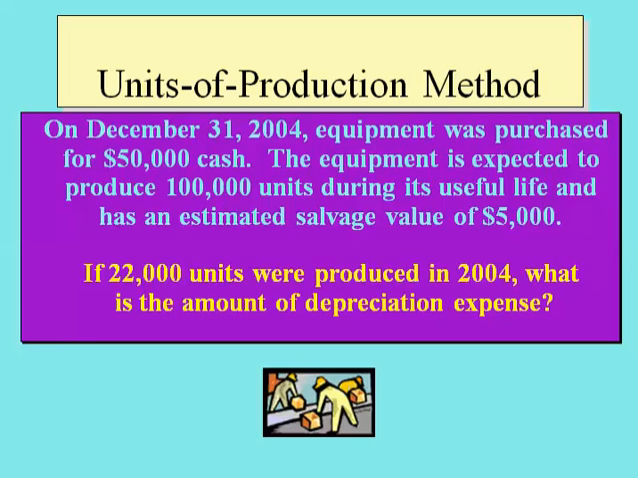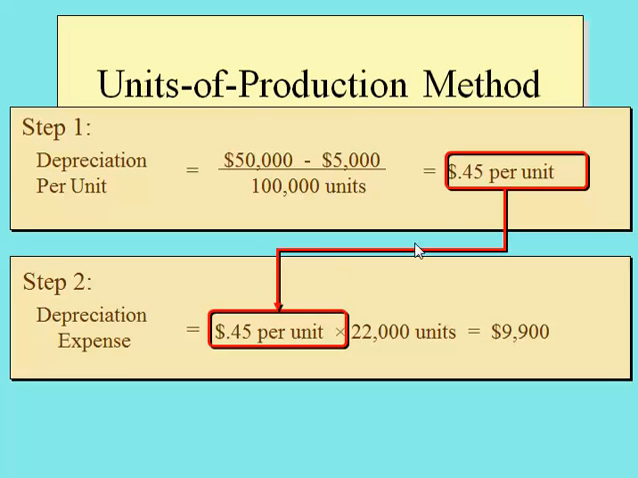Okay, so first we've got to calculate what I call a depreciable cost per unit. So we'll calculate the cost minus the salvage, 45,000, divided by the total units expected to be produced, which was 100,000. That gives us a depreciable cost per unit of 45 cents. Multiply that times the number of units produced during the period, which they told us was 22,000 units. That would say our depreciation expense that year was $9,900.